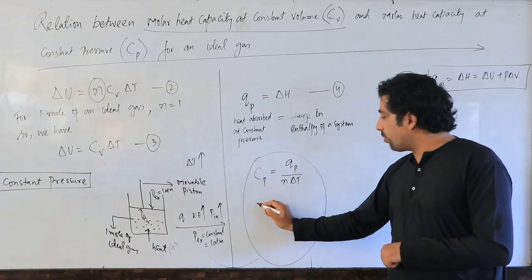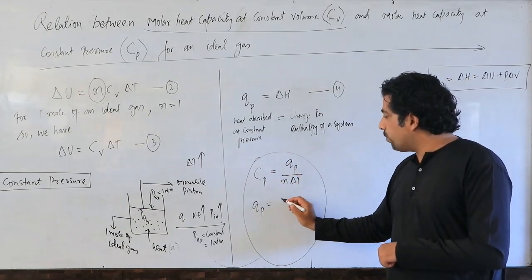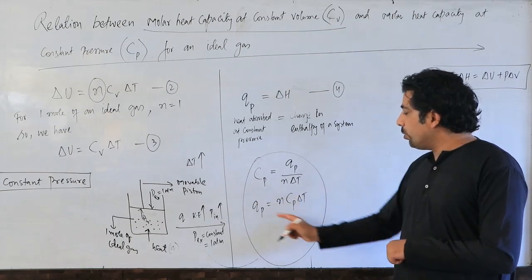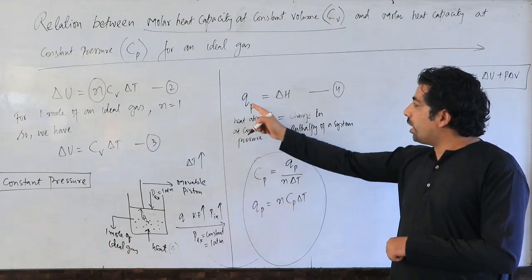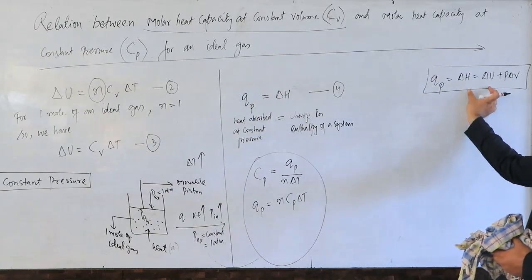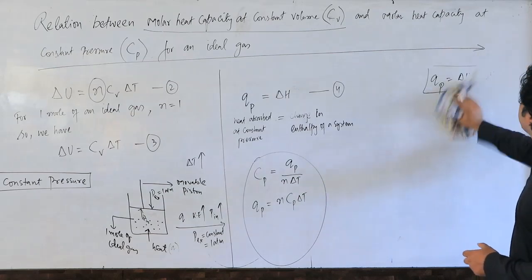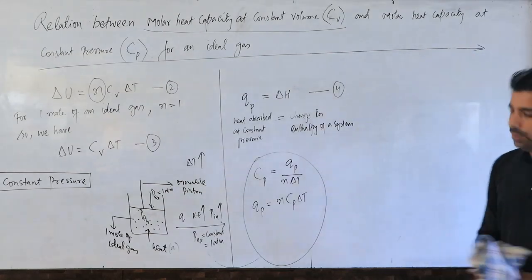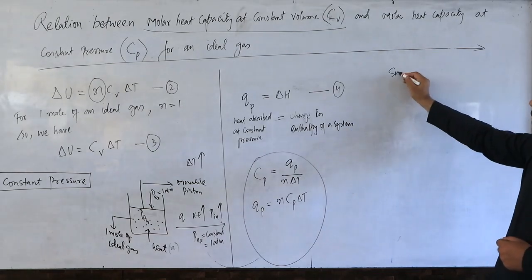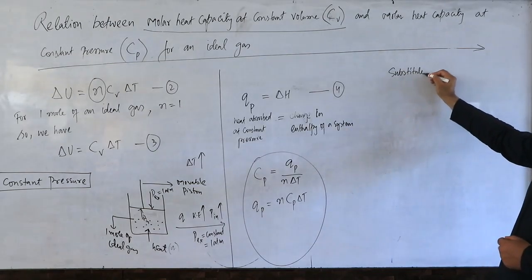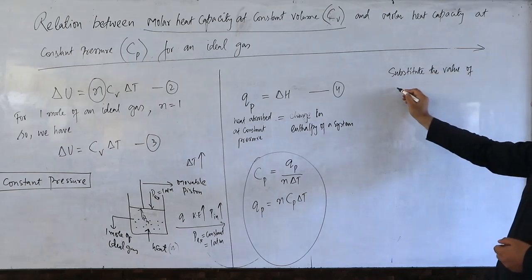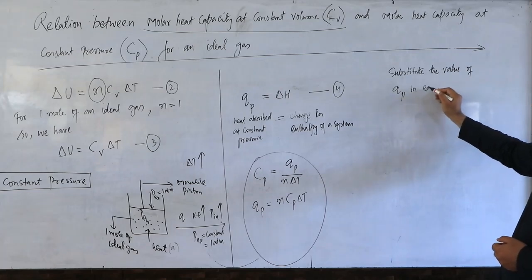Now let us find out for QP. QP is equal to n CP delta T. So we know the value of QP here. So I will put the value of QP in this equation here. And this thing we have derived in previous classes, my dear friends. So let's have a look here. Now substitute the value of QP in equation 4.